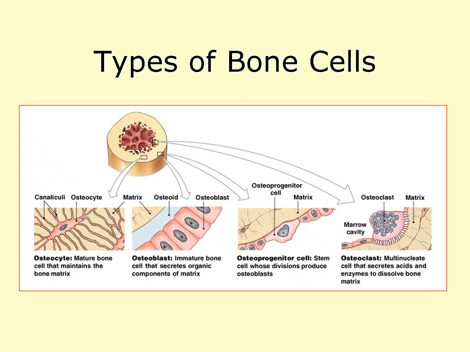There are 4 types of living cells found in bone. Osteocytes are mature bone cells. They cannot divide or secrete bone matrix.